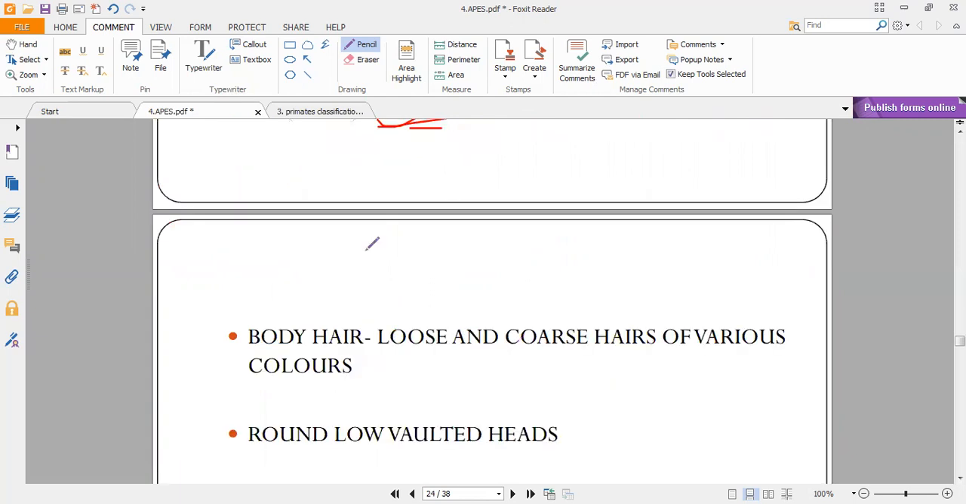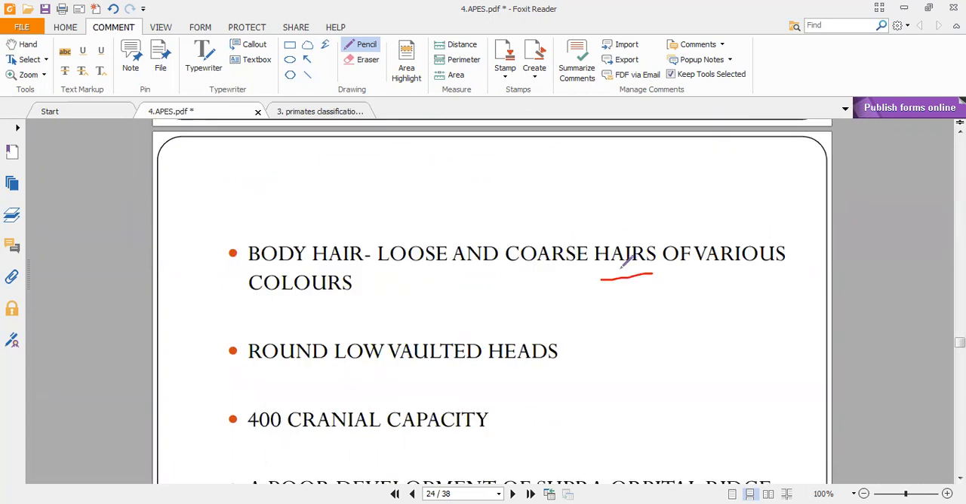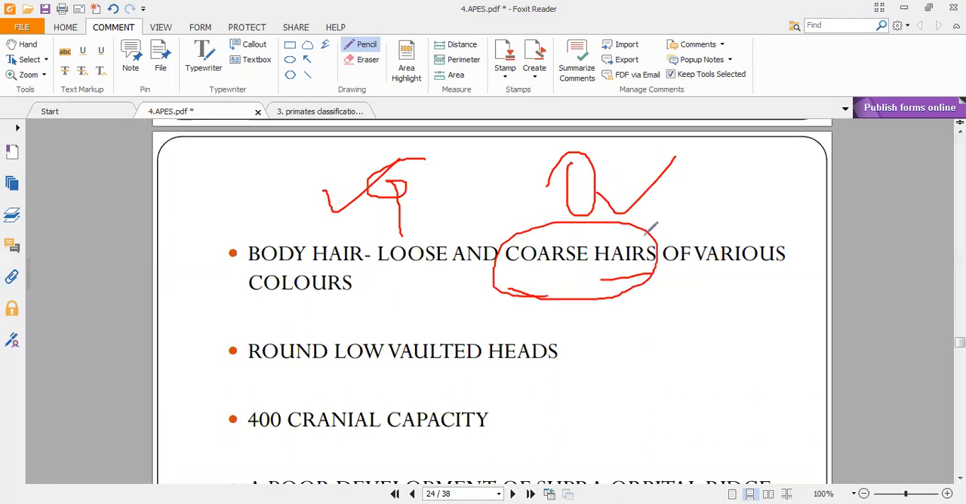Again, next feature is the body part. When we have seen the hair in case of orangutan, and already we have seen gibbons, we have found they have smooth hair among the gibbons, woolly hair, and again among the orangutans we have found coarse hair. So again, here in chimpanzee also you can find coarse hairs. This coarse hair is not very smooth, loose and coarse hair of various colors, different types of colors or variations you can find. And head is around low vault.